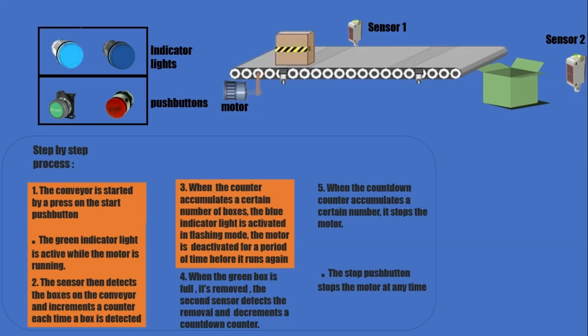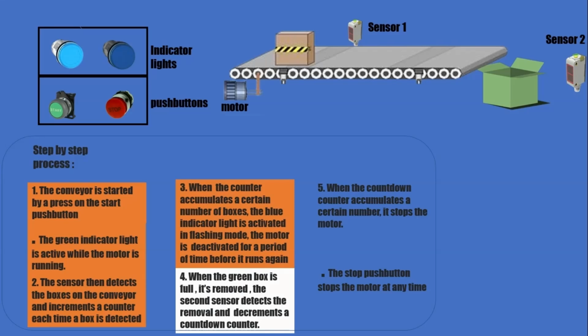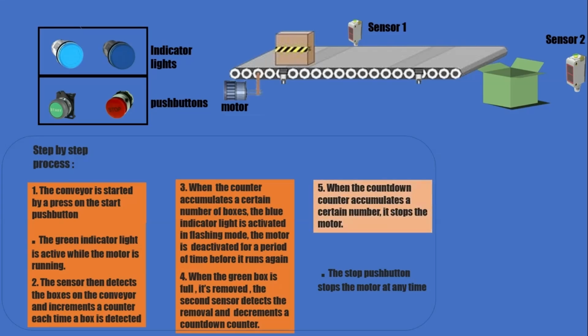When the green box is full, it's removed and the second sensor detects the operation and decrements a countdown counter. When the countdown counter accumulates a certain number, it stops the motor until it's run by the start push button. The stop push button stops the motor at any time.